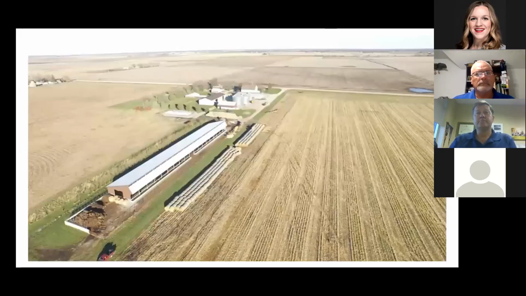So like I said, we do currently farm corn, soybeans. We have oats for grain. We have alfalfa for hay, and we do cover crops.